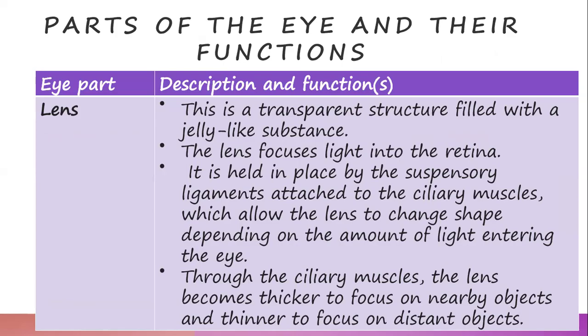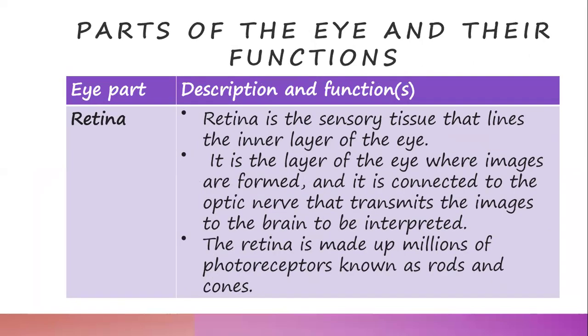Then there is the lens. The lens is a transparent structure filled with a gel-like substance. The lens focuses the light onto the retina, and it is held in place by the suspensory ligaments attached to the ciliary muscles, which allow the lens to change shape depending on the amount of light that enters the eye. Through the ciliary muscles, the lens becomes thicker to focus on nearby objects and thinner to focus on distant objects.